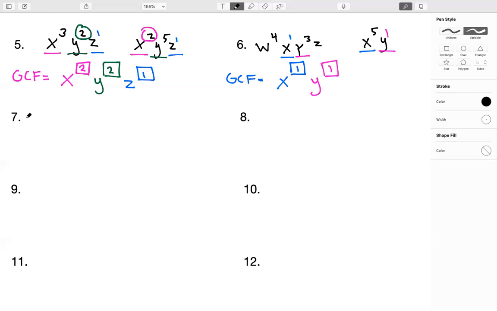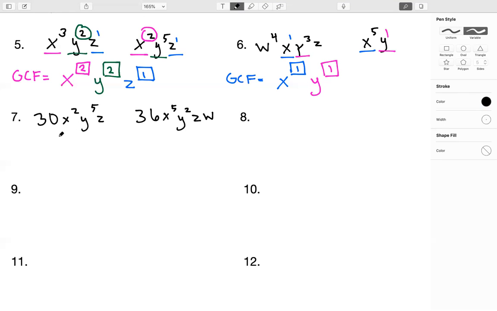Okay, one more here. 30x squared y to the 5th z, and 36x to the 5th y squared zw.